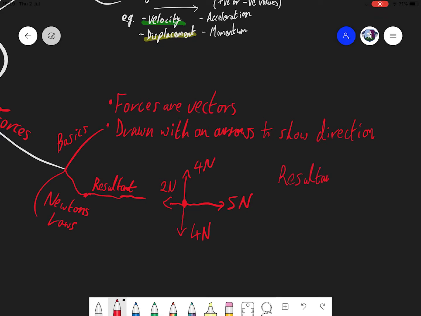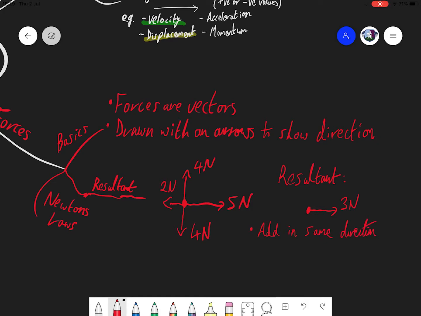Now to find a resultant from this, we have to take the vertical forces separately from the horizontal ones. Vertically, we can see 4 up and 4 down cancel out. Horizontally, 5 minus 2 leads to 3 newtons to the right. So all we have is one force at the end.